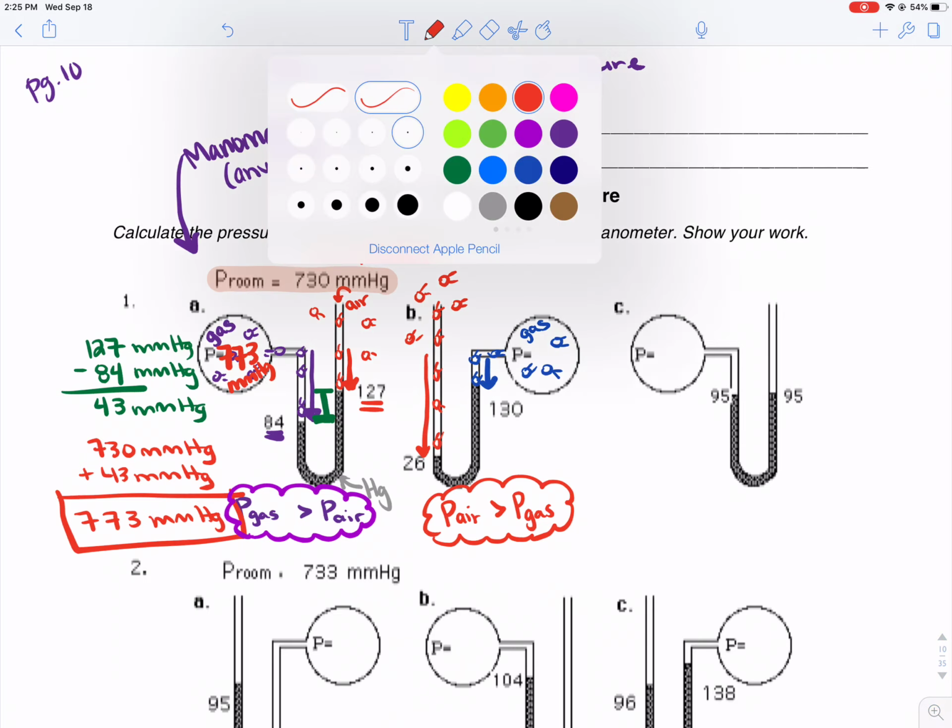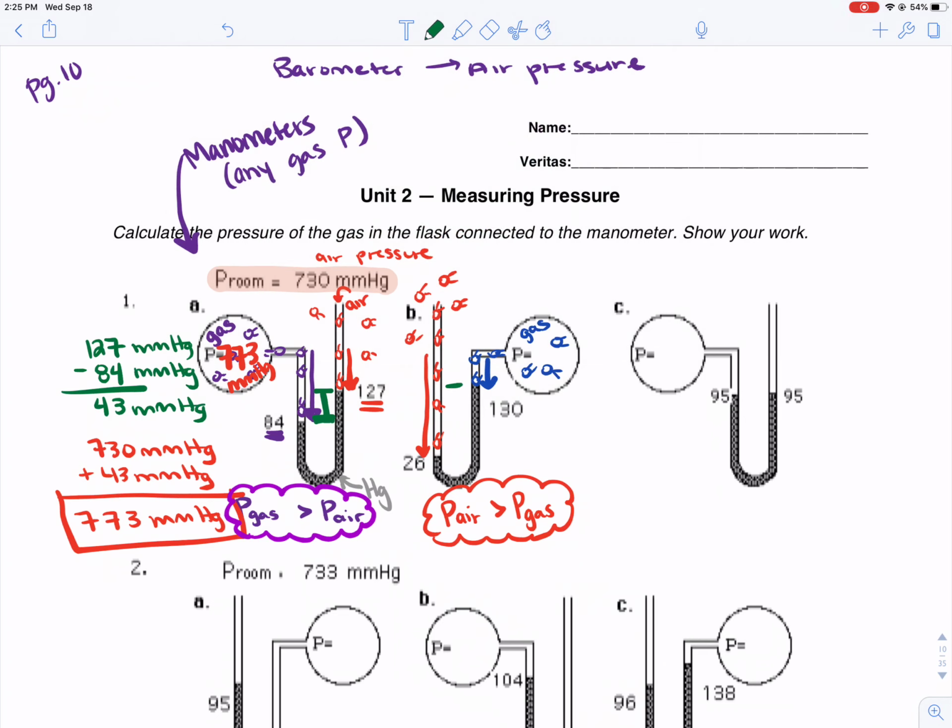So step 1 is to always find the difference between the height of the mercury on each side of the manometer. So on one side, we have 130 millimeters of mercury. On the other side, we have 26 millimeters of mercury. So to find the difference, we subtract. And again, we're just finding how different they are, so no negative numbers, just always take big number minus small number. And when we subtract those, we should get 104 millimeters of mercury.